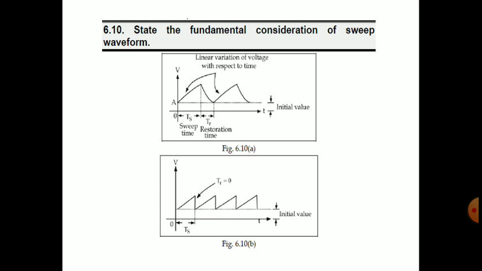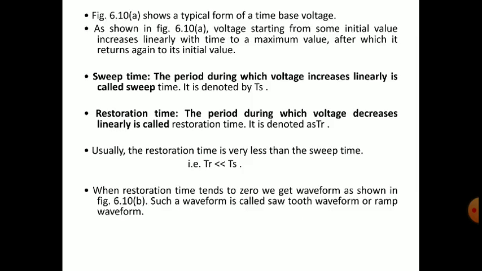Now see figure 6.10b. The initial value is there. Again, the sweep time is there, but the restoration time is zero. TR is equal to zero. So we have two types of these waveforms. Figure 6.10a shows a typical form of a time-based voltage.